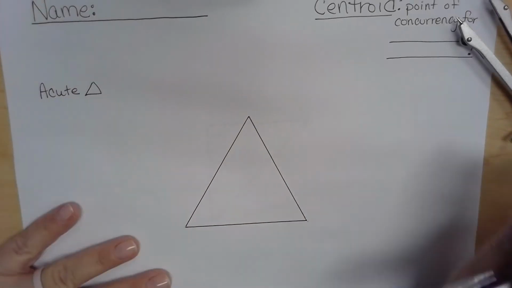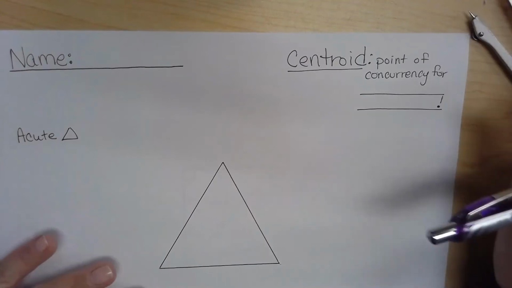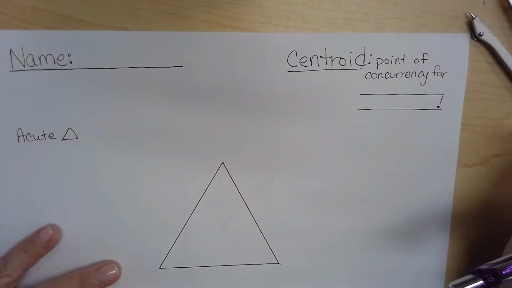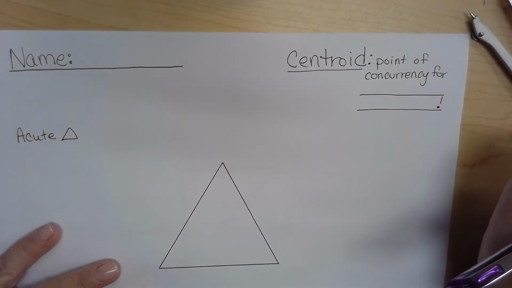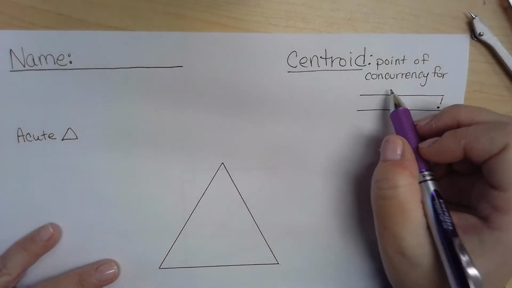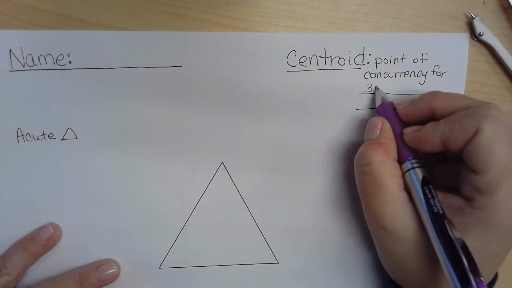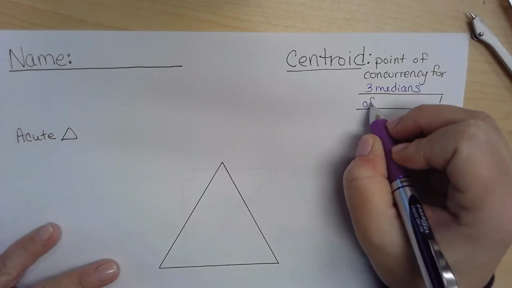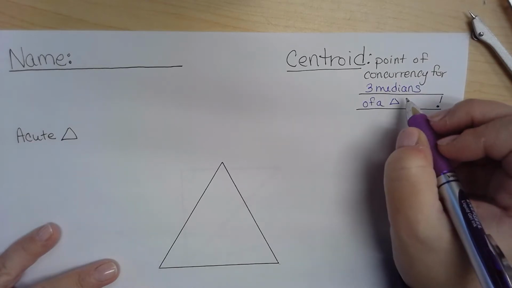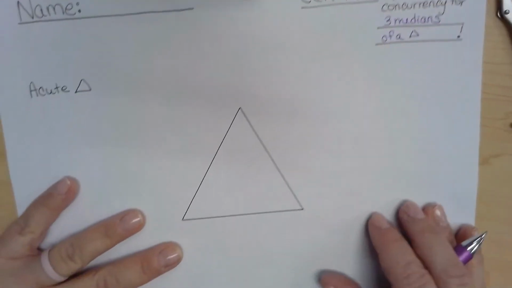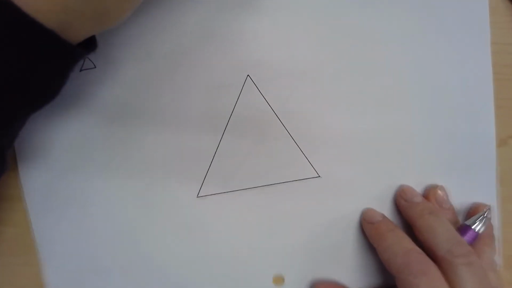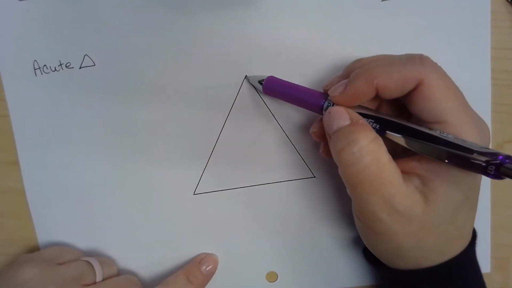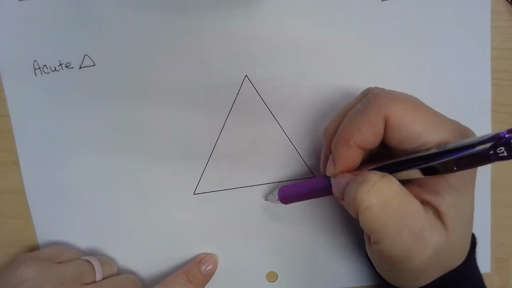Okay, you guys, I am going to show you how to construct the centroid. So remember, the centroid is where the three medians intersect. Okay. So remember, a median goes from one vertex to the opposite side at the midpoint.